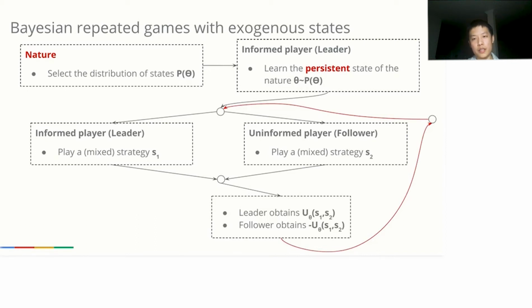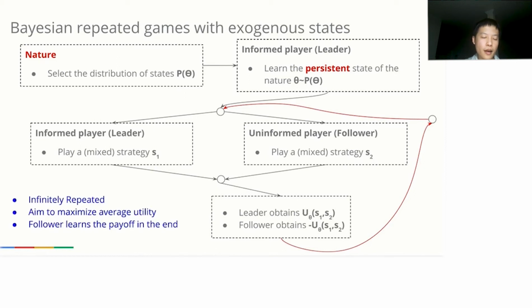First of all, we will make the state persistent, in the sense that the state is sampled once, and the state will remain the same throughout the entire game. We also made this game repeated, so this game will have multiple rounds. In particular, we focus on Bayesian repeated games that are infinitely repeated. The objective of each player is to maximize their average utility per round.